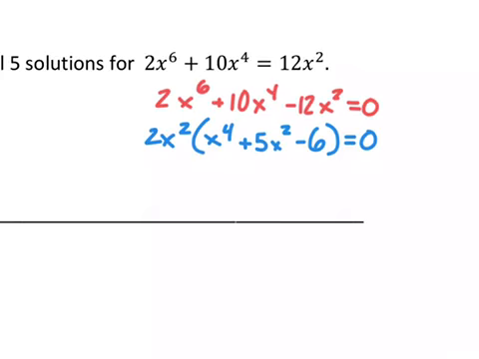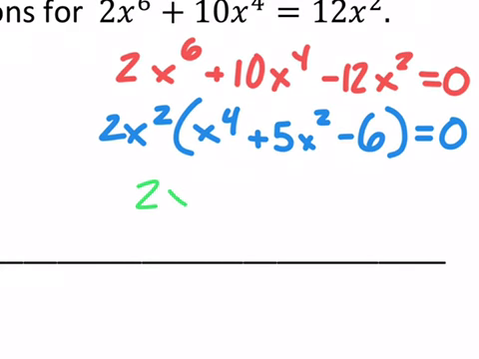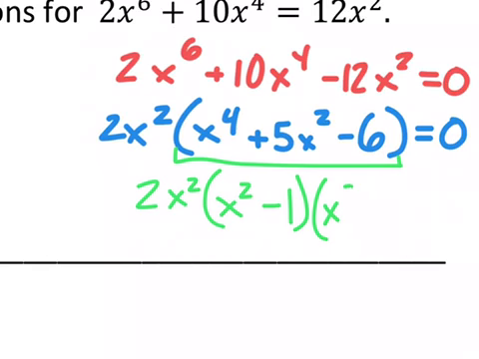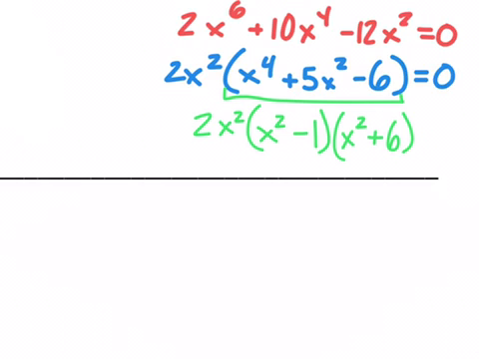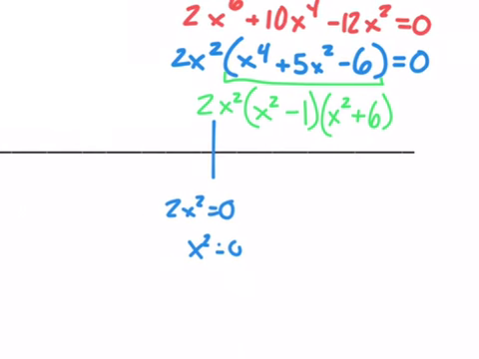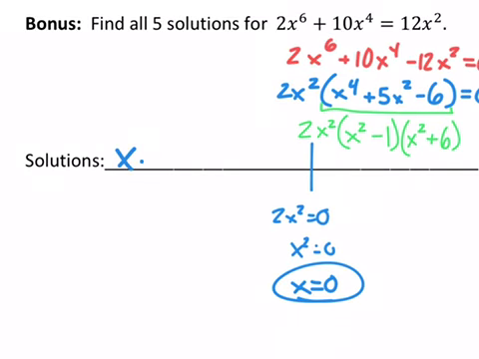So let's continue to factor here. We've got 2x squared. This piece here will factor to x squared minus 1 and x squared plus 6. Okay, so let's set these different pieces up equal to 0. 2x squared equal to 0. Divide by 2, still got a 0. Take square root, still have your 0. So x is equal to 0.